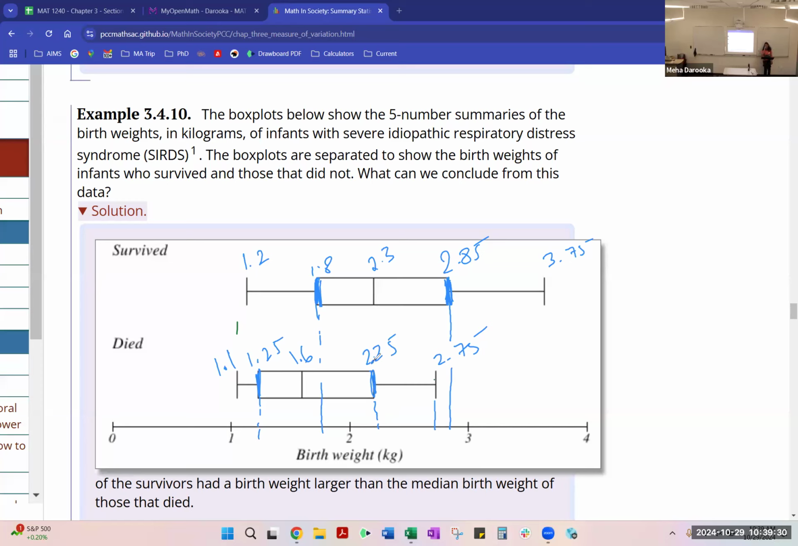All right, so what is this telling us in terms of infants who are diagnosed with severe idiopathic respiratory distress when we're looking at just the birth weights? Between, yeah, lower birth weight. Anything else? Okay, let's see what the example is talking about.